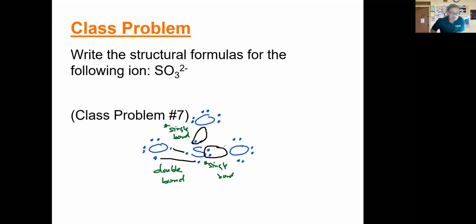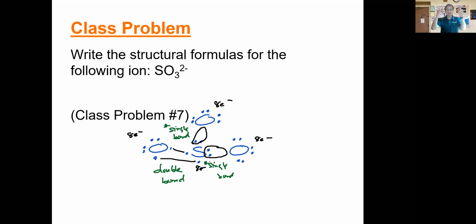Now, if you drew the structure this way, you're going to look at this and say, hey, I'm done. This is great. I have 8 electrons here, I have 8 electrons here. This atom here has 8 electrons, 2, 4, 6, 8, and then we have 2, 4, 6, 8. Sulfur has 8 electrons as well. We're done. We have a stable structure. Everything is good.